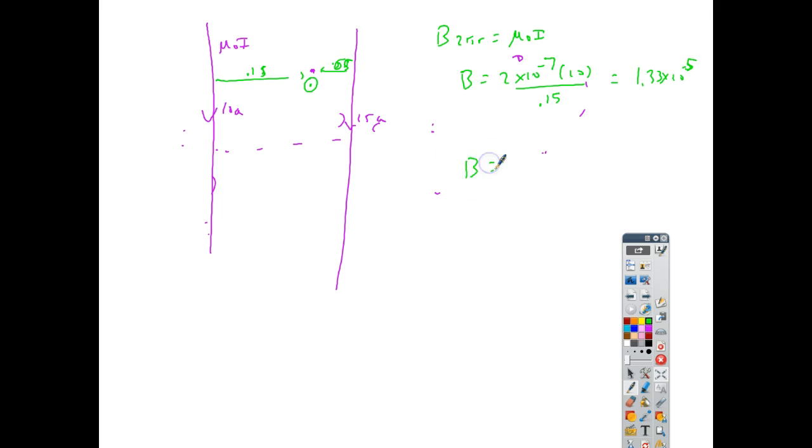So using the same reasoning, I got B equals 2 times 10 to the negative 7th times, in this case, 15, which is the current for that one, all over the distance, in this case 0.05. So 2 times 10 to the negative 7th times 15 divided by 0.05 is 6.00 times 10 to the negative 5th.